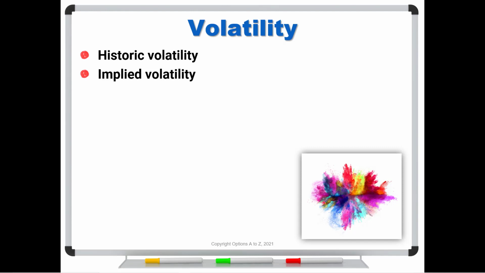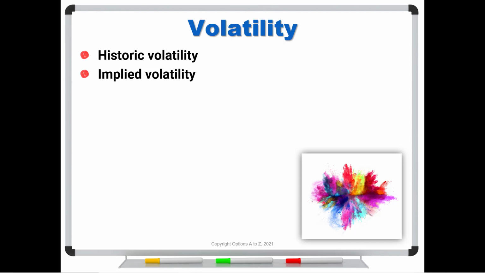What has happened in the past, because that's our best prediction of what's going to happen in the future. And then there's the implied volatility. What does the crowd, or what does the market, think will be the volatility over the life of the option? And that's really what we're trying to reconcile. Is the crowd's guess reasonably in line with what's happened in the past? So again, what we're trying to figure out is, how accurate are these numbers?